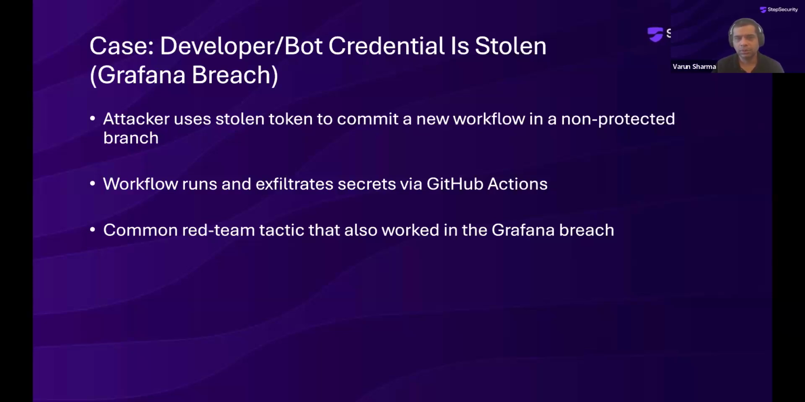And the reason this works is because by default, anyone that has write access to a repository can create a workflow. And unless you're using publishing rules, deployment rules, or environments, those workflows will have access to the GitHub Action secrets and they can access them and exfiltrate them.